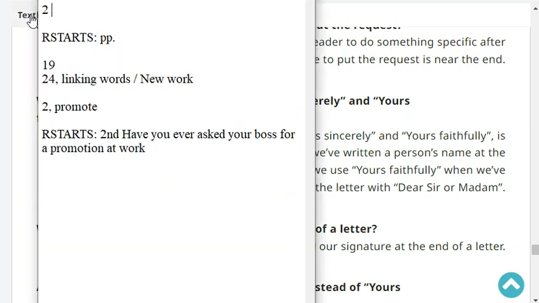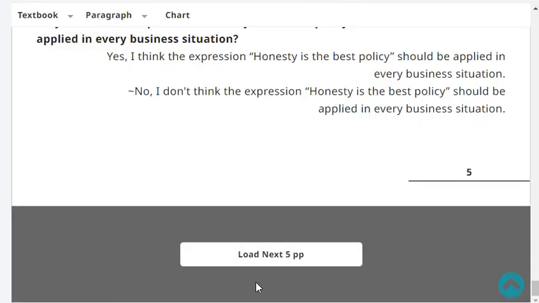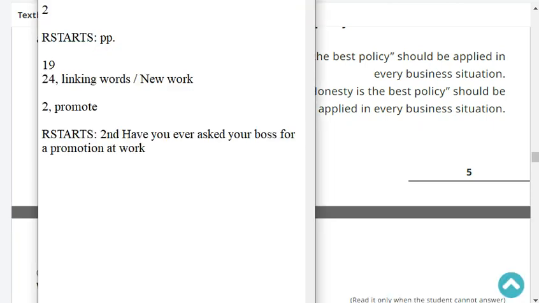Okay, now let's move on to reading. Reading, okay. Very good job. Our reading is at page 2. Page 2, okay, and the last headword was promote. Okay, start with the second question.